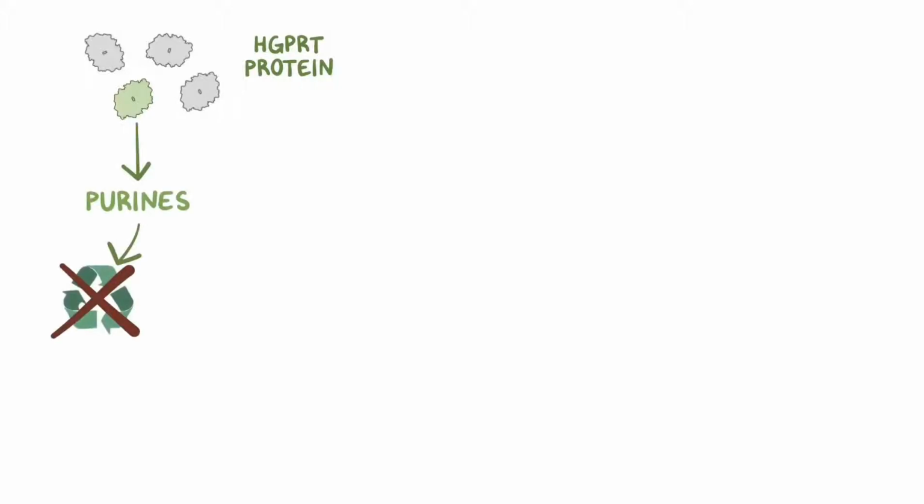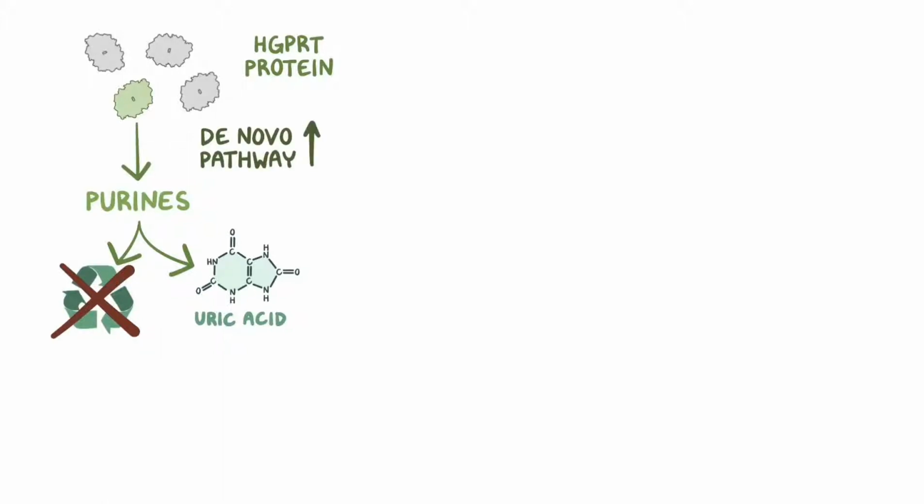Now, a mutation in the HGPRT gene means that there's less of the functional enzyme, and as a result, purine bases can't get recycled, and instead, they get degraded into uric acid. At the same time, to make up for the lack of recycling, the de novo purine synthesis pathway ramps up, which results in even more purines getting broken down to uric acid. All that uric acid builds up in the blood, causing hyperuricemia.